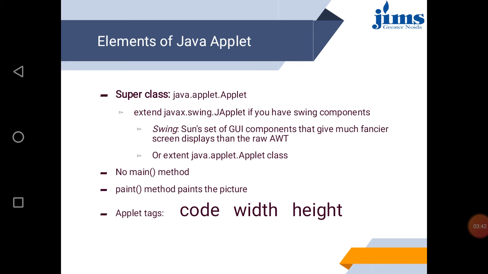So what is the superclass in applet? java.applet.Applet is the superclass, and we can use AWT classes as well as Swing classes to develop an applet application. No main method is here, and the paint method is used, and applets mean the class file is embedded in HTML. So three basic tags are required to run any applet, that is code, width and height.